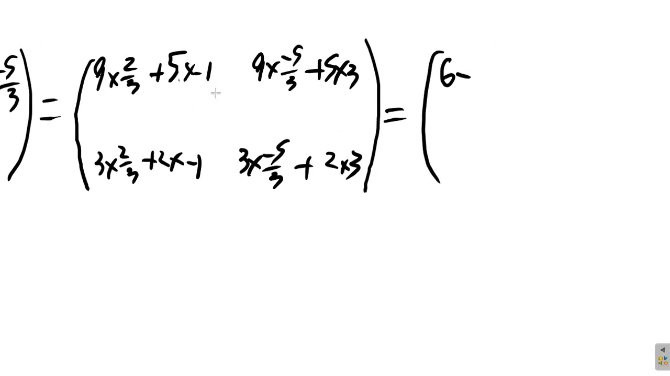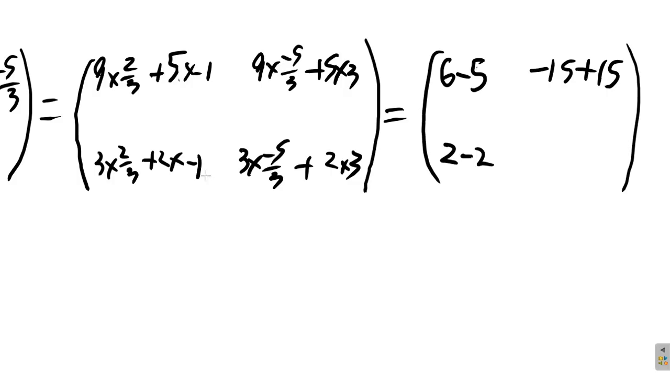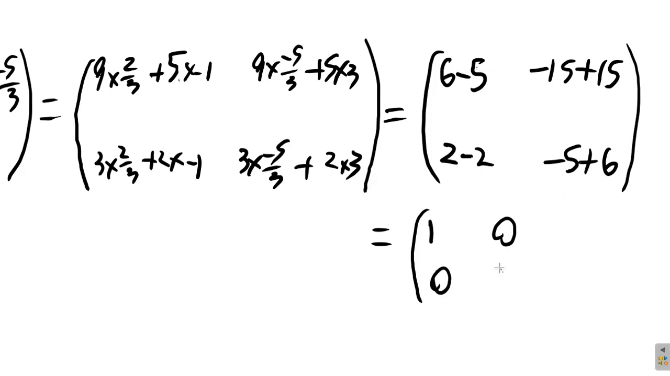3 into 3, 1; 3 into 9, 3; 3 twos are 6, 6 minus 5. And we have 3 into 3, 1; 3 into 9, 3; 3 fives, negative 15, plus 5 threes is 15. Then we have 3 into 3, 1, it's going to be 2 plus negative 2. 3 cancels 3, so we have negative 5 plus 2 threes, 6. So when we work this out, we have 6 minus 5 is 1, negative 15 plus 15 is 0, 2 minus 2 is 0, negative 5 plus 6 is 1.